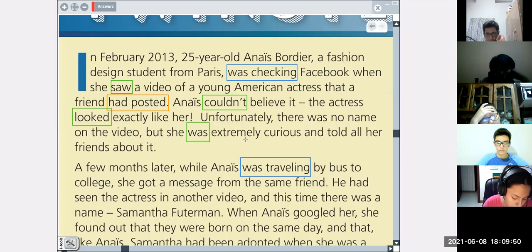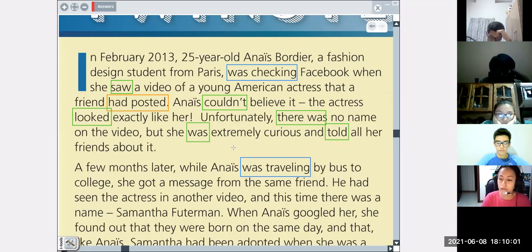And told all her friends about it. And also there was, right? There was. Very good. Okay, as you can see, when you are telling a story, you can use different tenses. Not just the simple past, but different tenses. And today we are going to check all these tenses. We are going to see when we can use them and how we use them. So I want you to pay attention and take notes.